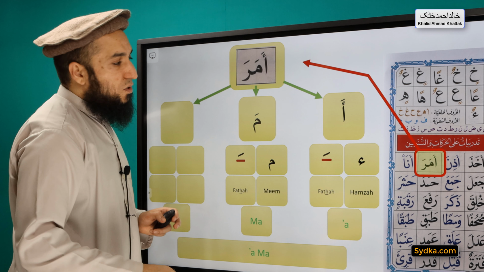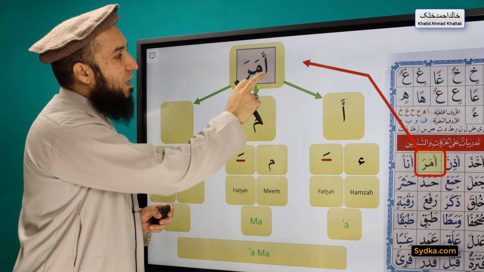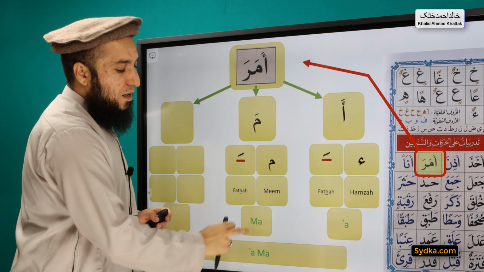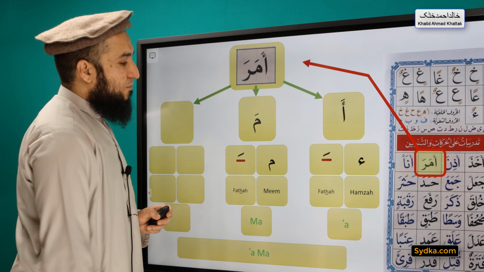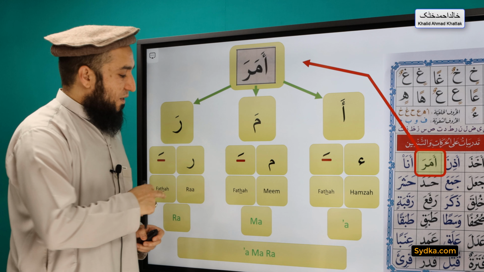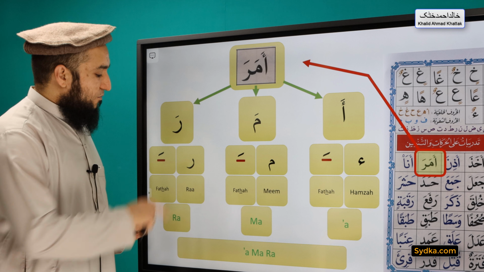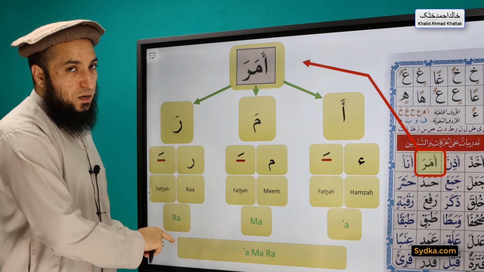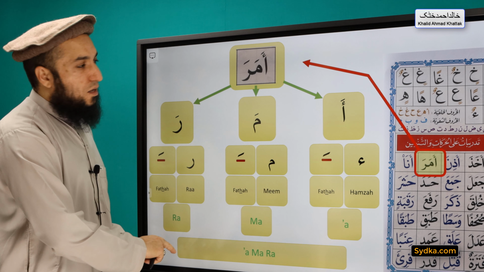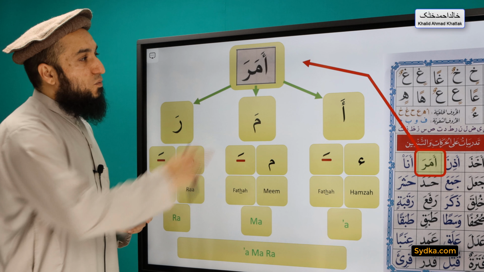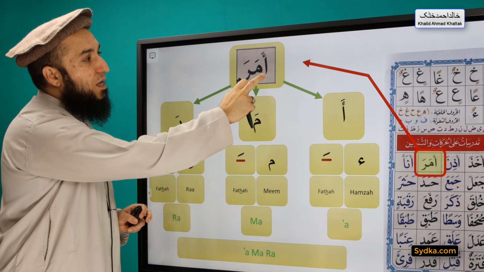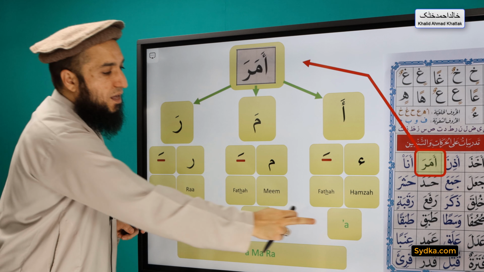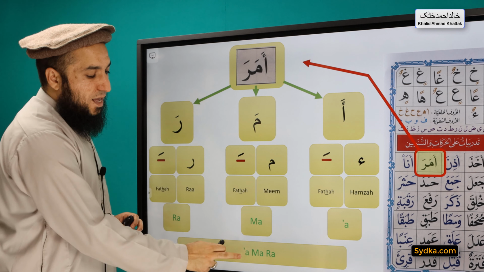Then combining the 2 syllables, we have ama, ama. The third syllable we have is ra fatha ra. Ra is not silent, and then we have fatha, ra fatha ra. And then combining the three syllables, we have amara, amara.